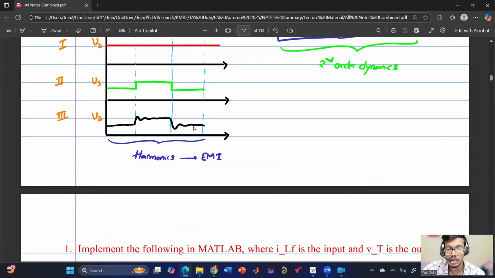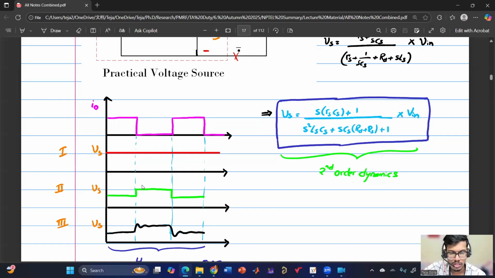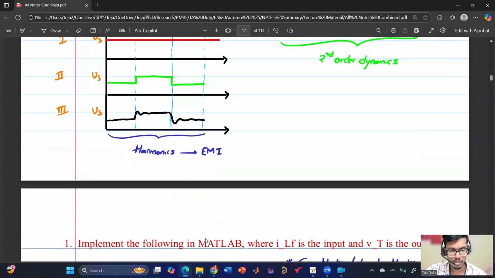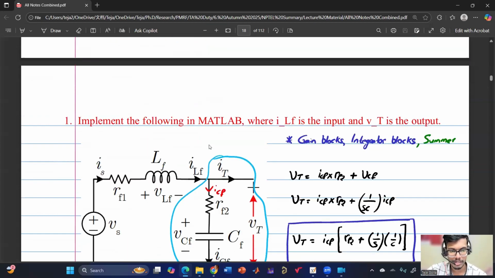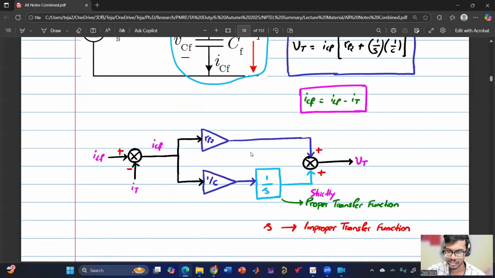So now it is the controller's responsibility to make sure that my output voltage is not changing even when the input voltage is changing. So this comes under audio susceptibility. So it should have very good line rejection, which means supply rejection or line rejection. So when the supply is changing, the output voltage should deviate minimally, which my controller must ensure. Then we have seen how to implement this in MATLAB. I have given one question and we have implemented this in MATLAB by getting the equation.